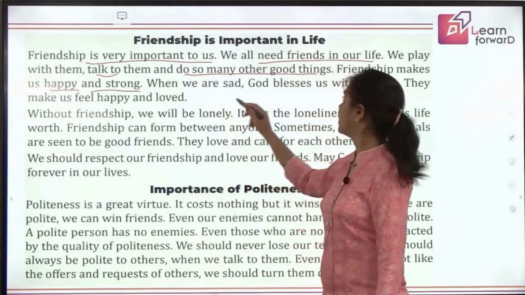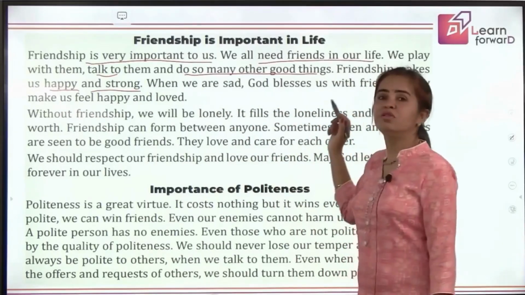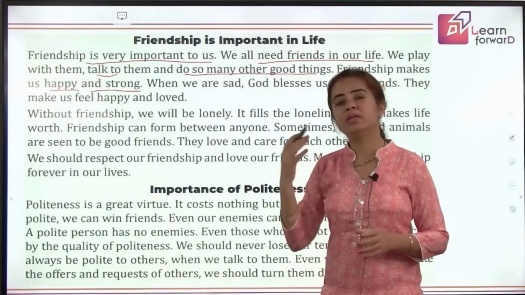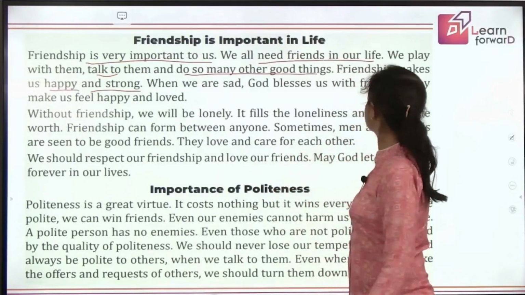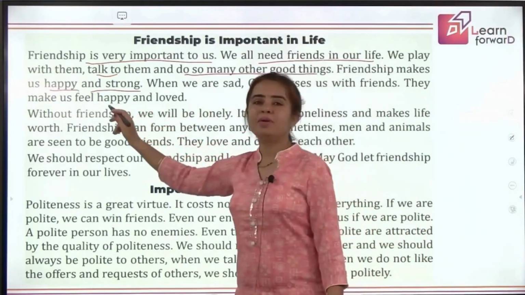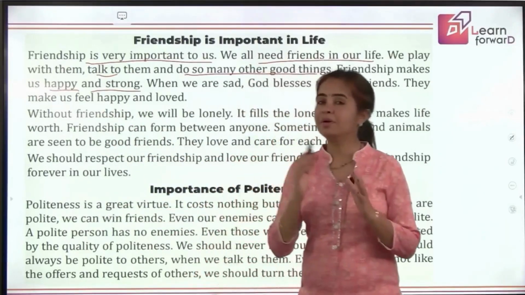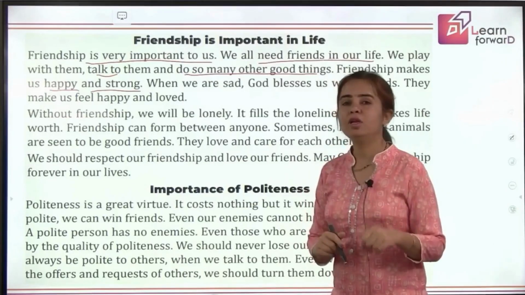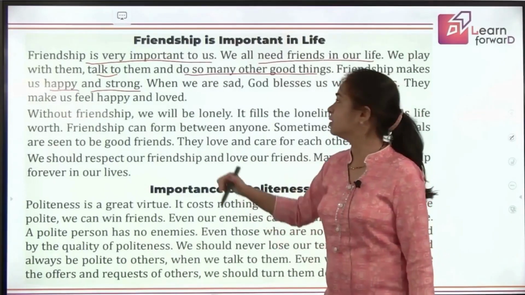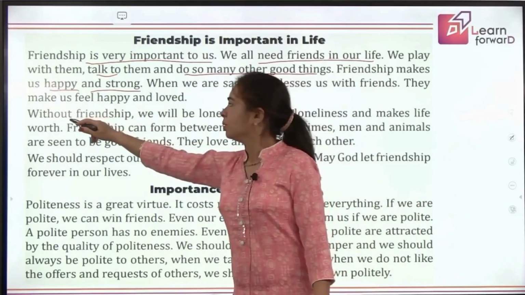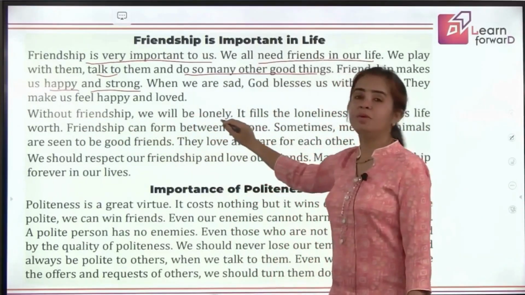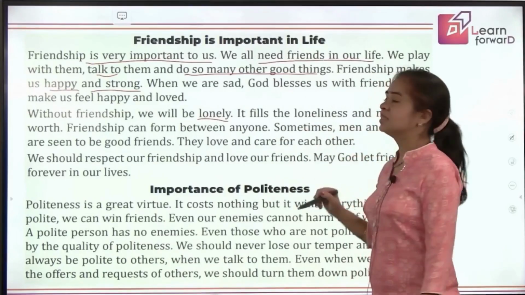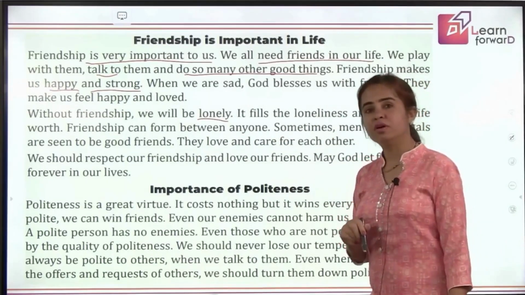When we are sad, God blesses us with friends to have fun, to have joy together, so that you can just get your mood changed. They make us feel happy and loved. Same happens with your family also. Remember, it's not about friends only. Your family also gives you lots of happiness, and you get love from them. Now, without friendship, we'll be lonely. Just what I explained. It fills the loneliness and makes life worth living.